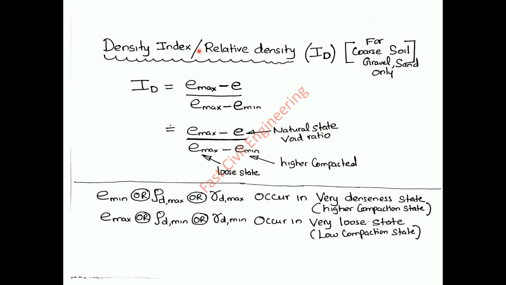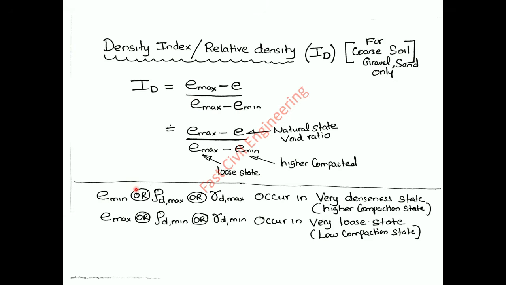Density index, or relative density, notation ID. This is usually for coarse soil. Coarse soil means gravel and sand only, that is, soil highly influenced by gravel and sand. This ID, the density index, is equal to e max minus e over e max minus e minimum. Here e means void ratio.